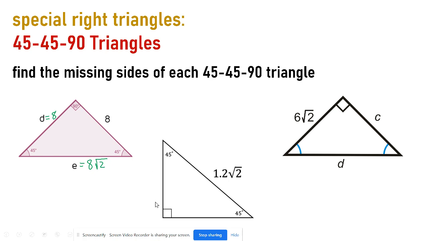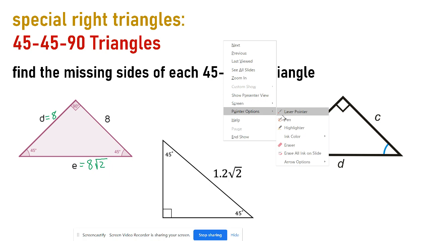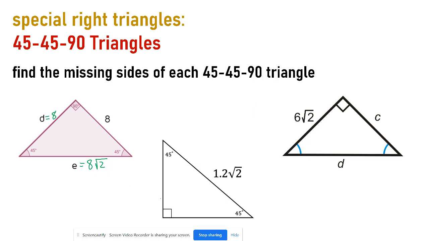On the second one, we're going to go backwards because we're starting with the hypotenuse. So if we're starting with the hypotenuse and then figuring out what the legs are, instead of tacking on the square root of 2 or multiplying by the square root of 2, we need to get rid of or divide by the square root of 2. So what we're going to do is take this 1.2 times the square root of 2, and we're going to get rid of the square root of 2. We're going to cancel that out. And so our two legs are both going to be 1.2.